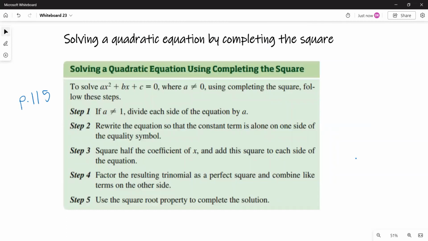Step 3, square half the coefficient of x and add the square to each side of the equation. Step 4, factor the resulting trinomial. So the idea is to have a perfect square trinomial as a perfect square and combine like terms on the other side. And finally, use the square root property to complete the solution. So now this seems like a bunch of words. I'm going to do 2 examples. One where a is 1, and another one where a does not equal 1.